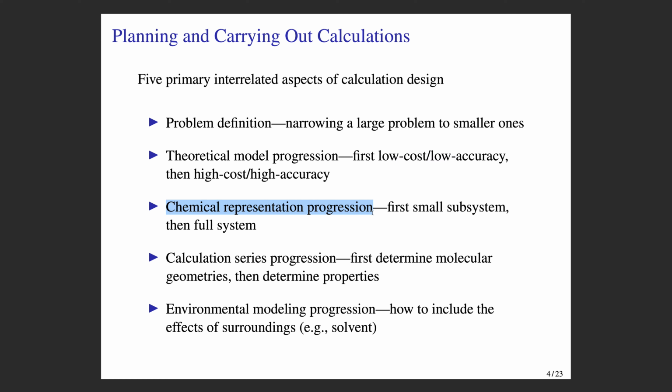This is a little bit what I was talking about with the enzyme, the chemical representation progression. So let's say you're interested in that enzyme. You would first start with the active site, and then you would gradually build it up to the full system, and include things like the solvent as well. I guess I have that down here, the environment. Like I said at the top, they're all interrelated.